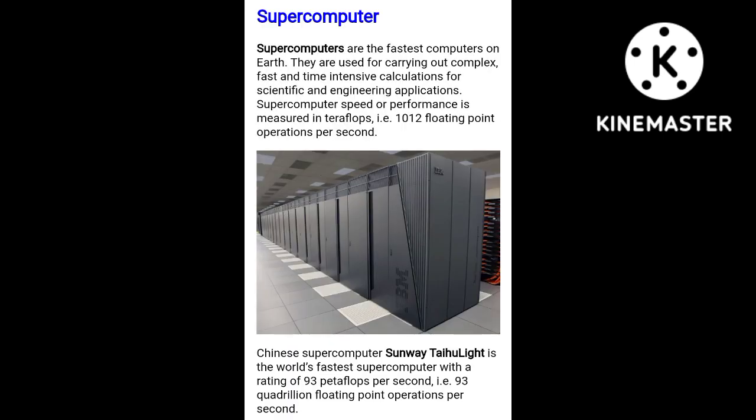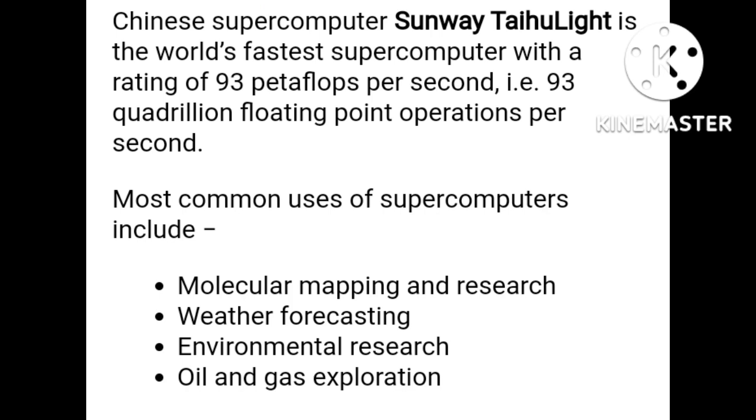Supercomputer. Supercomputers are the fastest computers on Earth. They are used for carrying out complex, fast, and time-intensive calculations for scientific and engineering applications. Supercomputer speed or performance is measured in teraflops, i.e., 10^12 floating-point operations per second. Chinese supercomputer Sunway TaihuLight is the world's fastest supercomputer with a rating of 93 petaflops per second, i.e., 93 quadrillion floating-point operations per second.